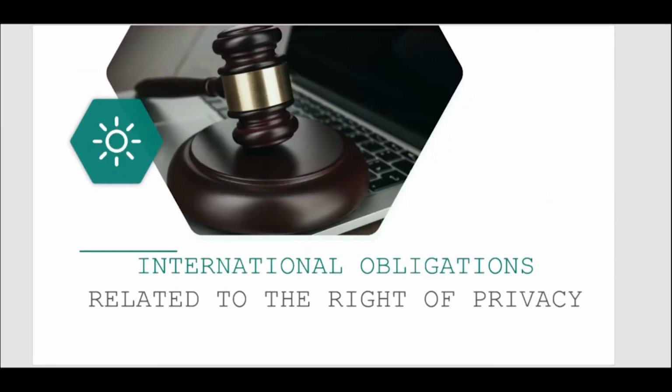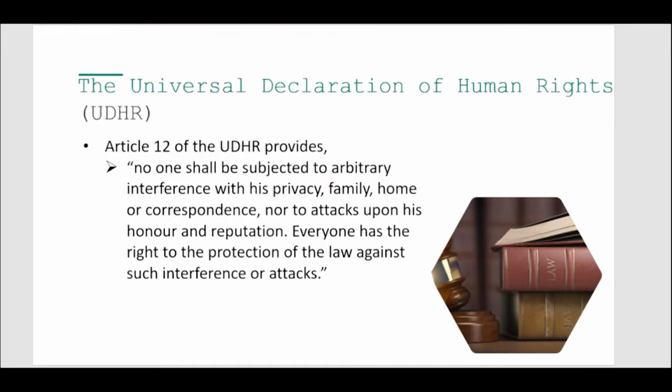We're also going to go to the international obligations relating to the right of privacy. We have said that under Article 25 and 26 of the Constitution, international law applies to us as Kenyans. Some of the international obligations that relate to privacy are the Universal Declaration of Human Rights and the International Covenant on Civil and Political Rights. Under the Universal Declaration of Human Rights, Article 12 is very clear, and it states that no one shall be subjected to arbitrary interference with his privacy, family, home, or correspondence, nor to attacks upon his honor and reputation. Everyone has the right to the protection of the law against that interference or attack.